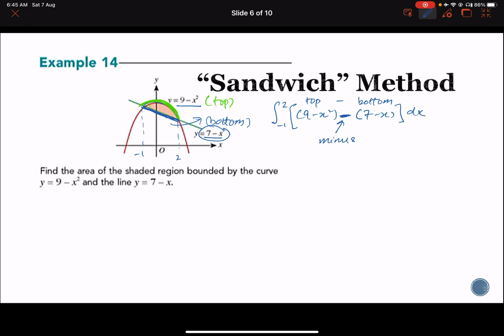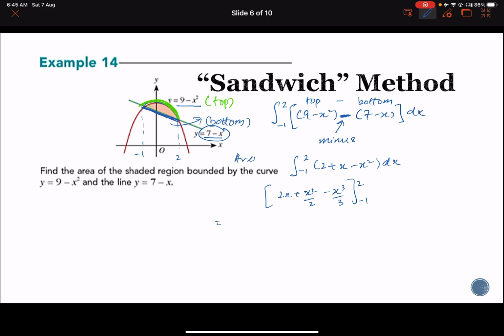When you continue on, you do it like per normal. You will notice that 9 minus 7 will give you 2. So you're going to integrate between negative 1 and 2: 2, and negative, negative will be positive x, and minus x squared as usual. So we integrate this and get 2x plus x squared over 2 minus x cubed over 3, between 2 and negative 1. Putting in the values.